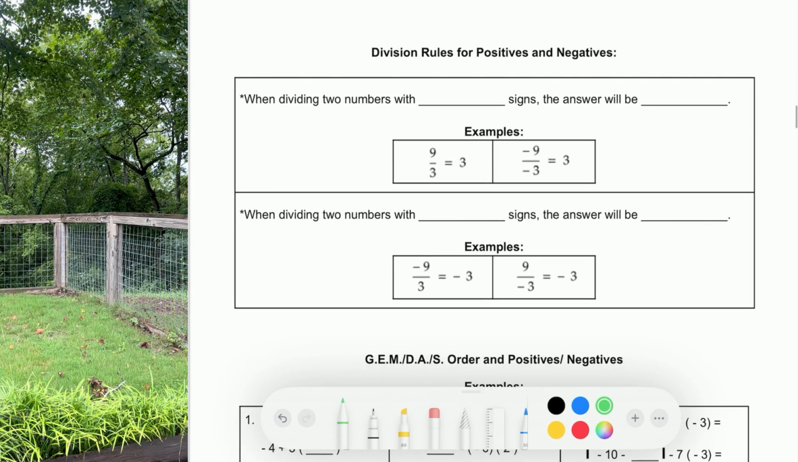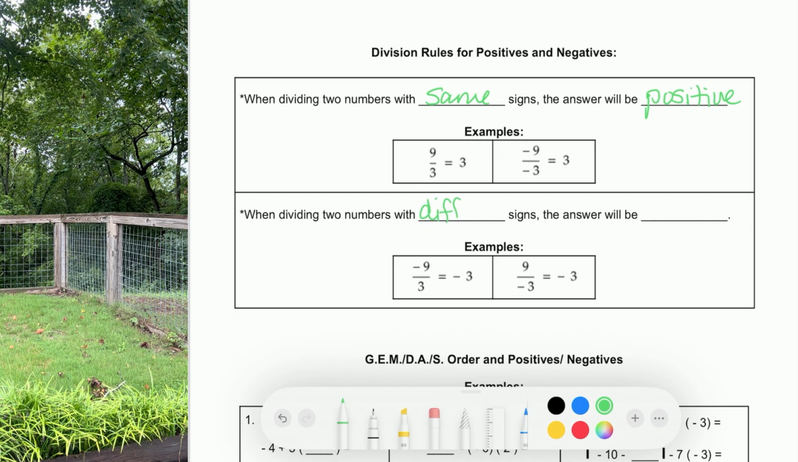Now let's look at the division rules. So when dividing two numbers with the same signs, the answer will be positive. Look at that, same rule as the multiplication. So if you have 9 over 3, a positive 9, a positive 3, that reduces to a positive 3. So 9/3 equals 3. If you have a negative 9 over a negative 3, and you reduce that fraction, you still get a positive 3. So as long as your signs are the same for both numbers, you get a positive answer.